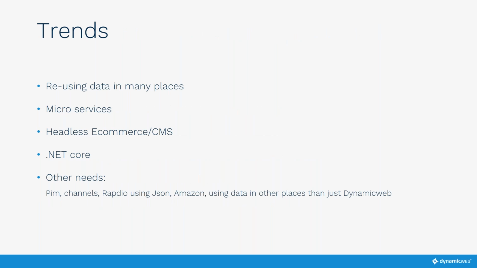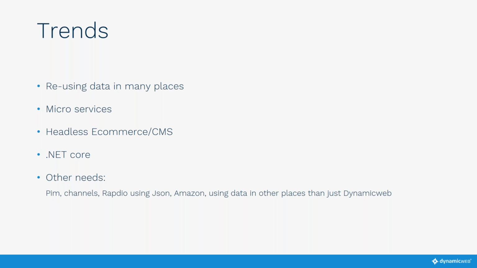And then we also have some trends. We want to reuse the data in many places, not just inside a Dynamicweb page with products as e-commerce. We want to reuse the data, for example, in apps or other external services. The PIM also needs it for channels and so on. And microservices, getting data from small services around the world and combining it into an application, is also a trend.